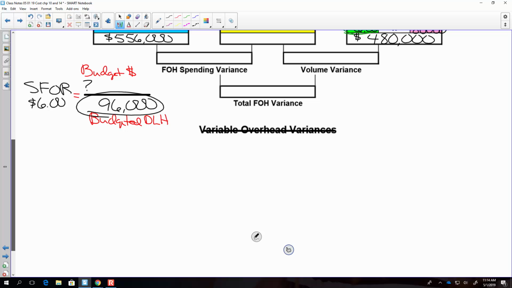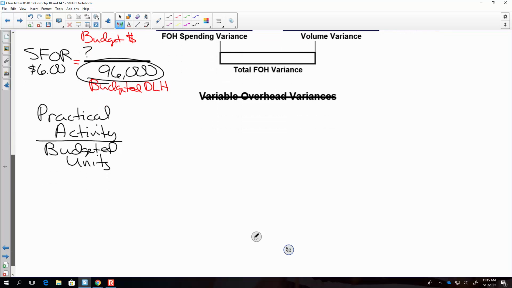How'd you get the 96, Tom? The 1.6 hours times the practical activity. Yes, you see that word, practical activity. This is another word for a budget. Budgeted units is practical activity, and that was 60,000. And I'm multiplying it by the 1.6 hours we think it should take to make one.